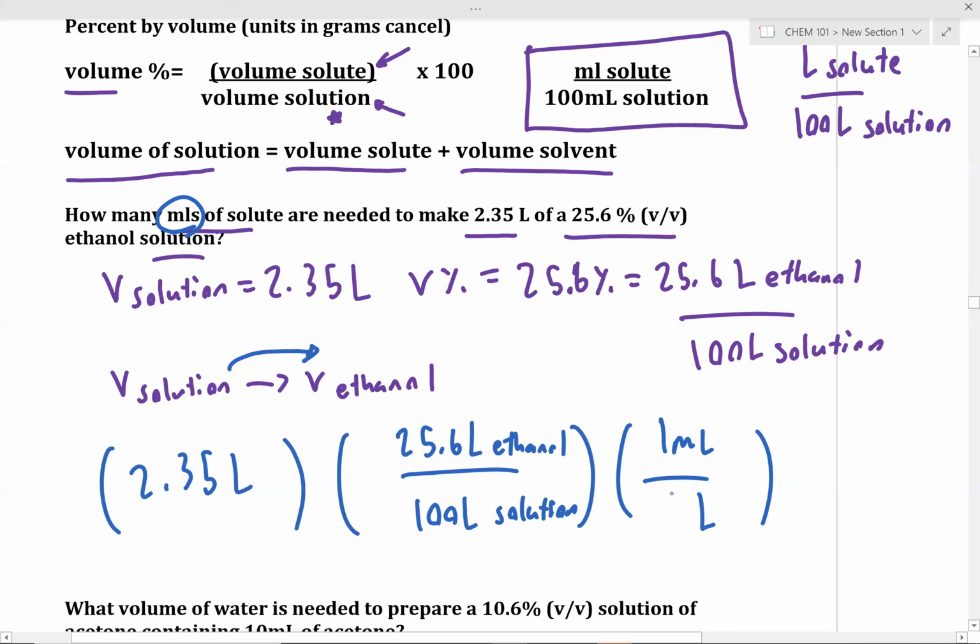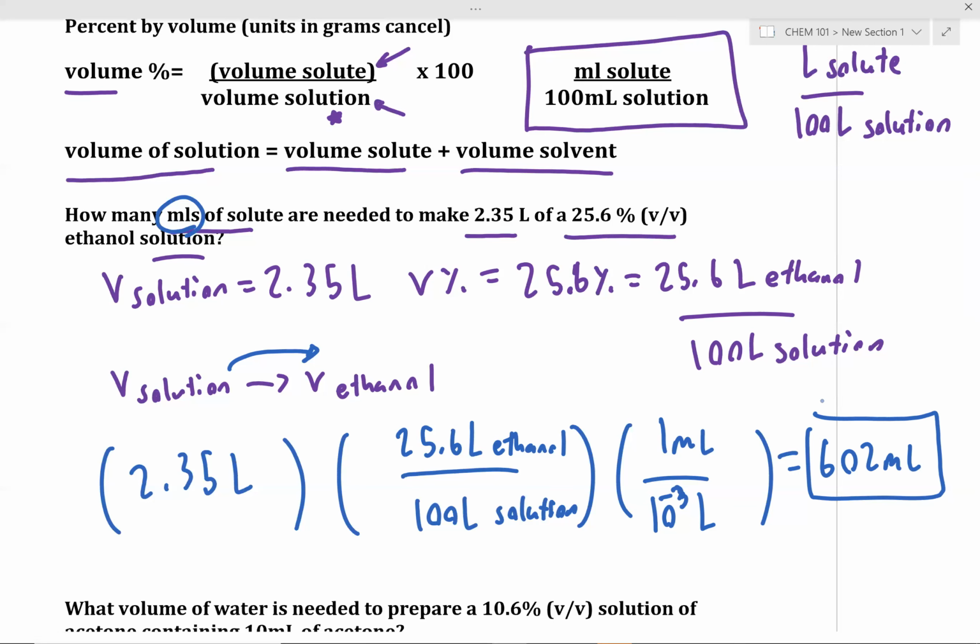Yep, 10 to the negative third. Okay, so let's now punch this into our calculator. So we have 2.35 times 25.6 divided by 100 divided by 1 EE negative 3. And that in turn gives us 602 milliliters if we're accounting for the 3 sig figs given in each of our inputs.